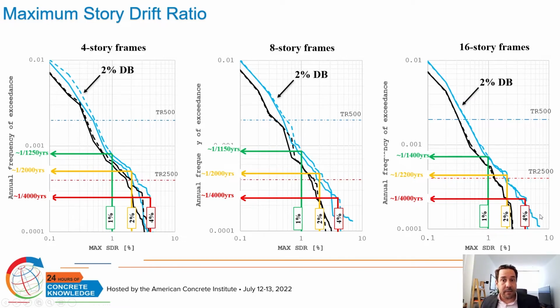So here we can say, hey, you know what? The drift demand that is riskier to the structure is rare. Why rare? Because we define 4,000 years as rare, but this will depend on the type of structure that we are studying. For example, if we go to a nuclear plant, the answer will be different.